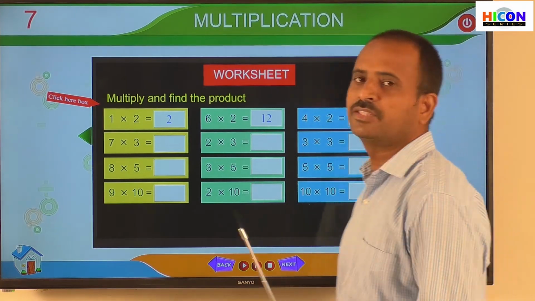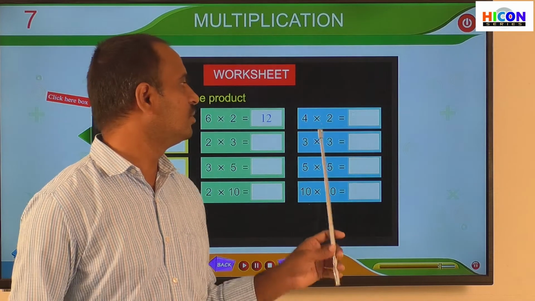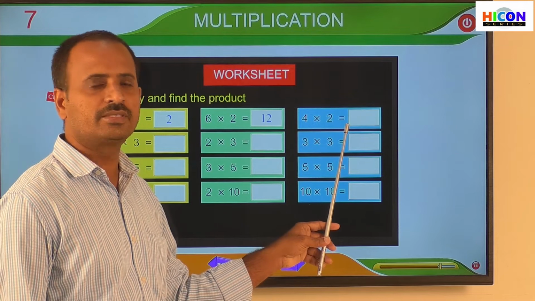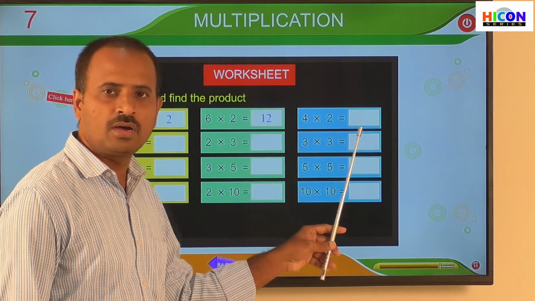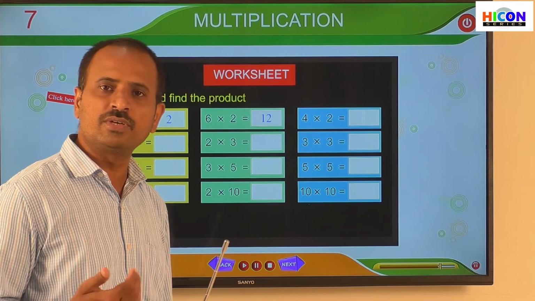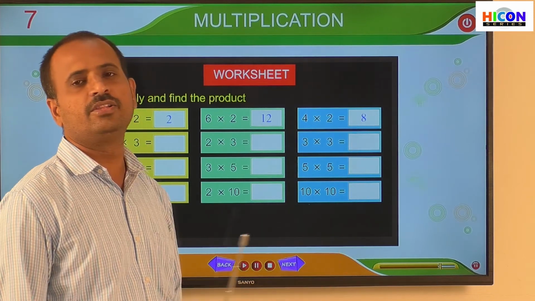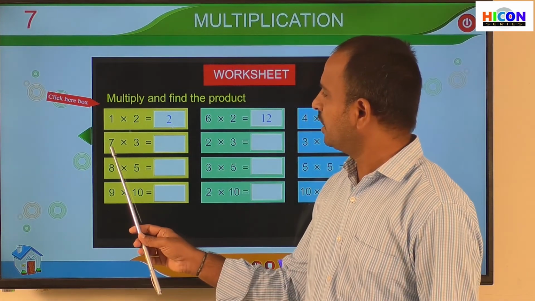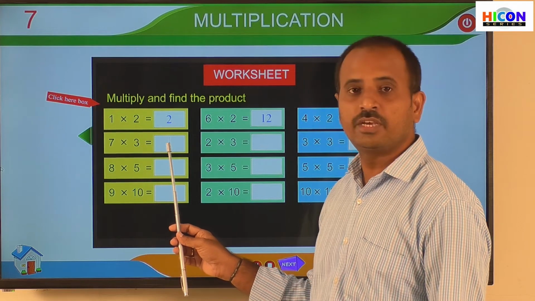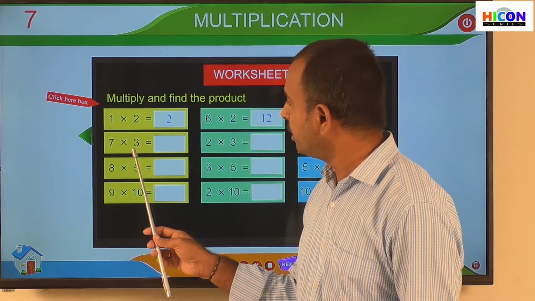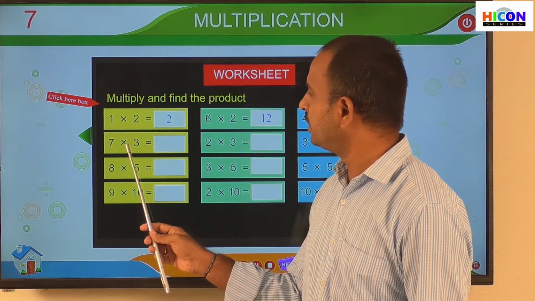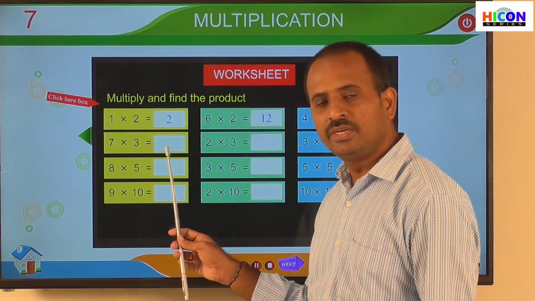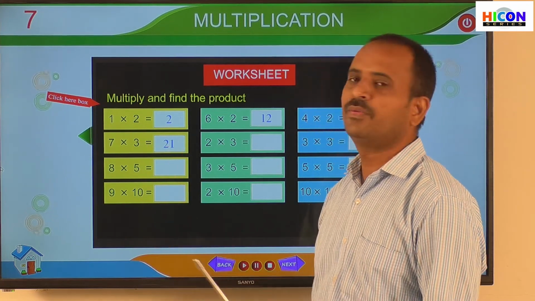And see the next multiplication. This is also table of 2. That is 4 into 2 is equal to dash, that is 4 2's are, how much? 4 2's are 8. So write 8 in this box. The same way, see the next multiplication. So 7 into 3 is equal to. Here, this is the table of 3. So in table of 3, 7 3's are how much? 7 3's are 21. So write 21 here.